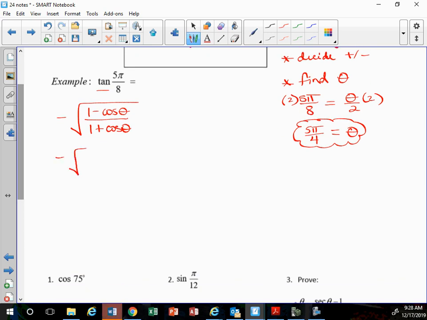So negative, big square root, 1 minus, well, what's the cosine of 5 pi over 4? Can we just jump to that? What'd you say? Root 2 over 2? Negative root 2 over 2, good. Be careful with those signs, guys. Over, and then do 1 plus a negative root 2 over 2.